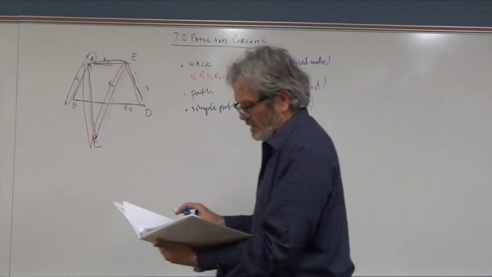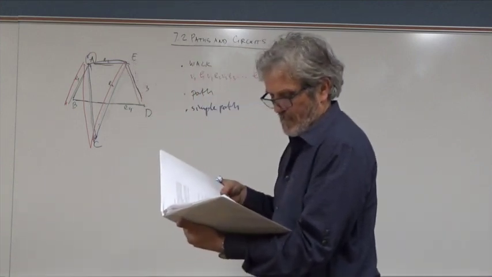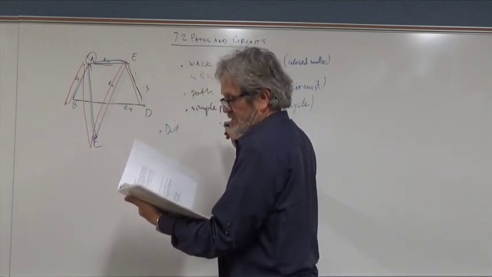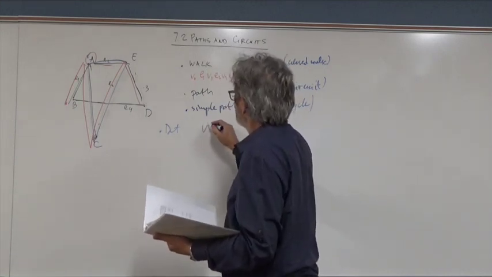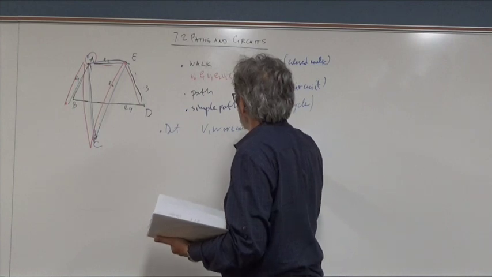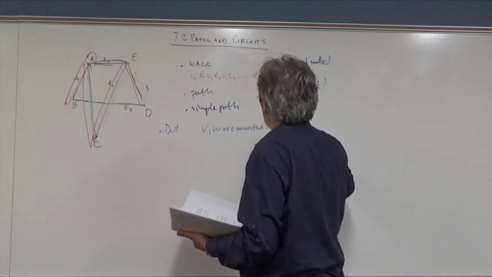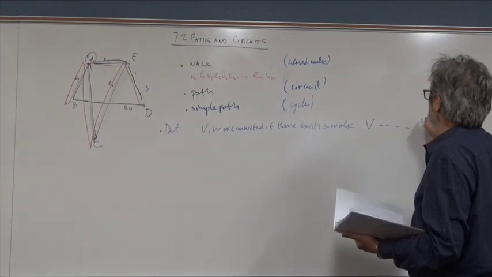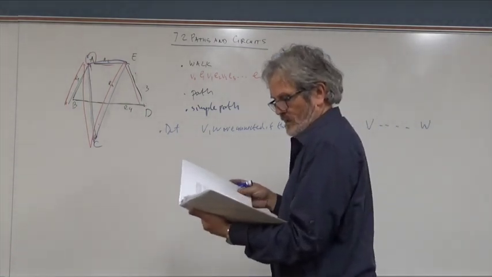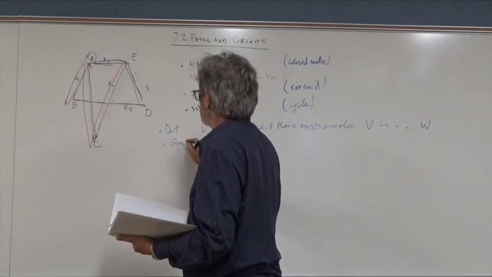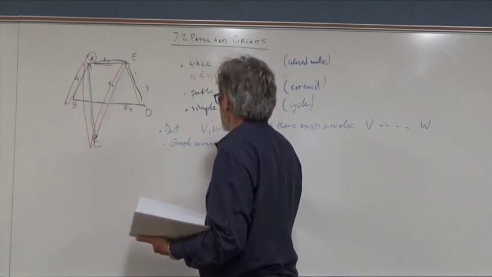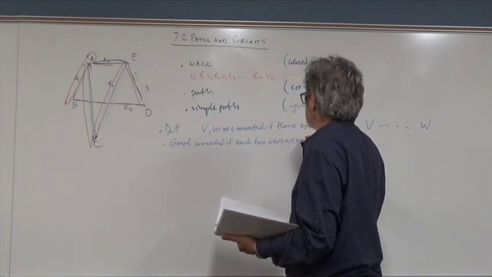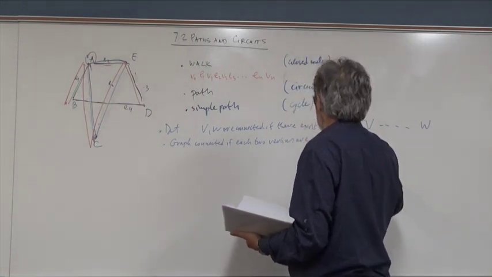All right. So another definition: graph G. Two vertices V and W are connected if there exists a walk that starts with V and ends with W. And then a graph is connected if each two vertices are connected.